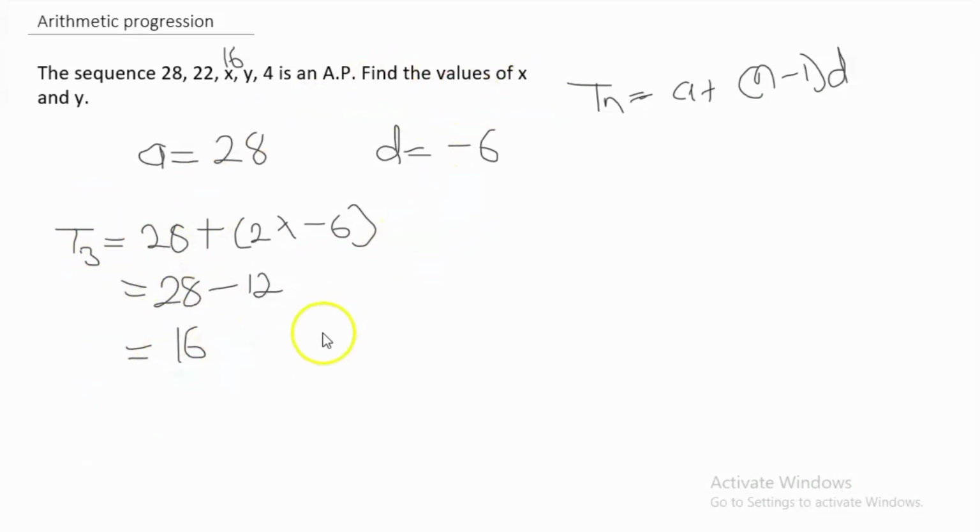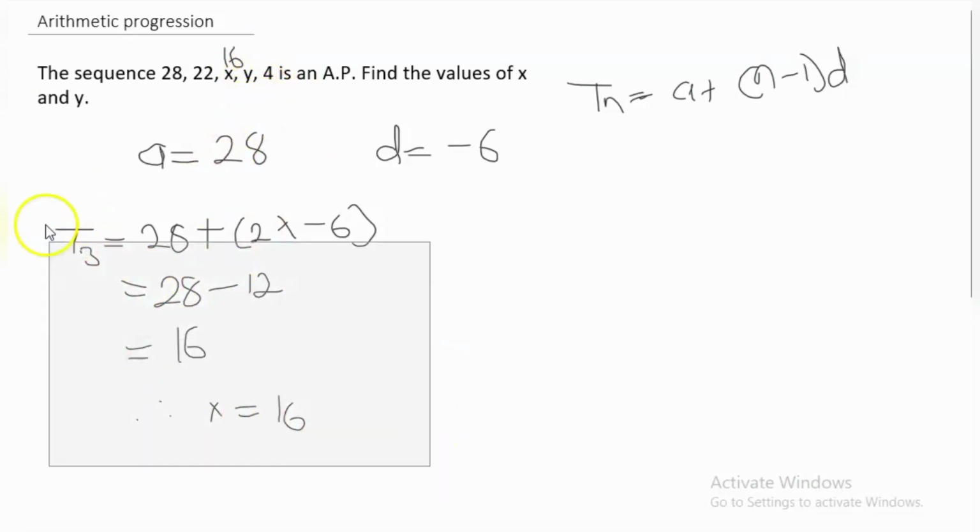But the question says we find the value of x and y. So we can say, therefore, x is equal to 16, and voila, that's our answer. So we're going to do the exact same thing for y. We're just going to write T4 and we will be done with this question.